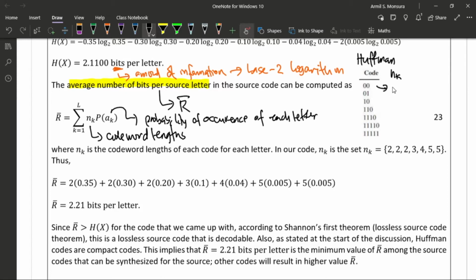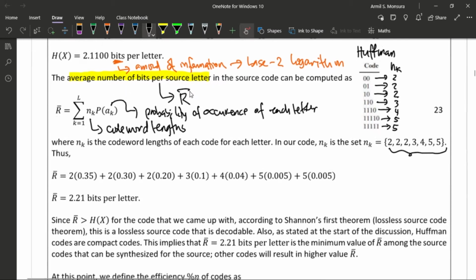So we have 2, then 3, 4, 5, and 5. So, ito ngayon yung magiging set of code word lengths natin. Okay? So, now, we compute now the average code word length, or average number of bits per source letter.